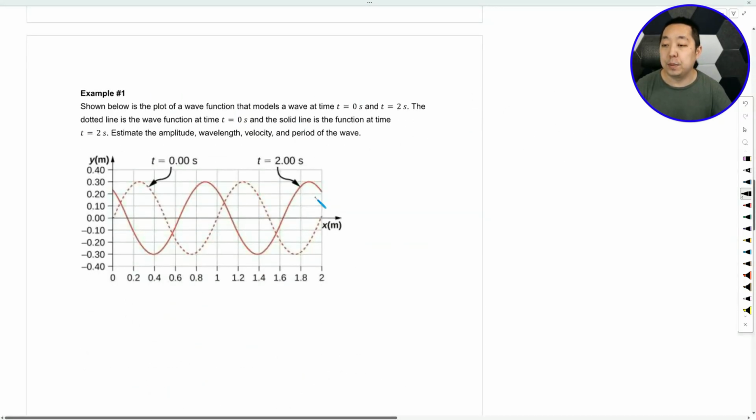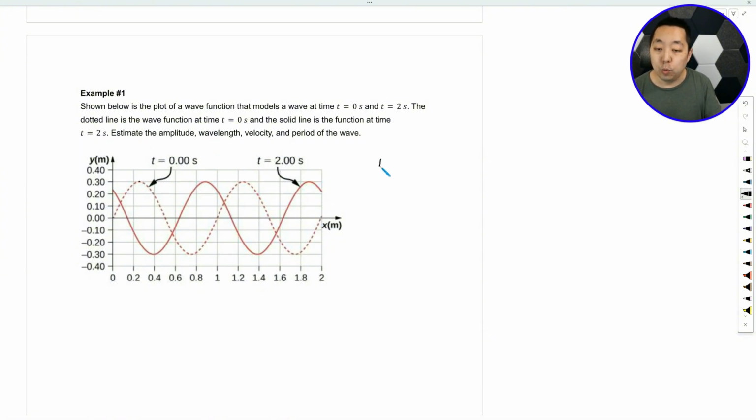So let's go through some examples here. Suppose we have a plot of a wave function that models a wave that travels between 0 and 2 seconds. The dotted line is at 0 seconds, and at 2 seconds, it's here. So the wave has traveled from there to there in 2 seconds, basically. Estimate the amplitude, the wavelength, and the period of the wave. So the amplitude, so this is as a function of distance, right?